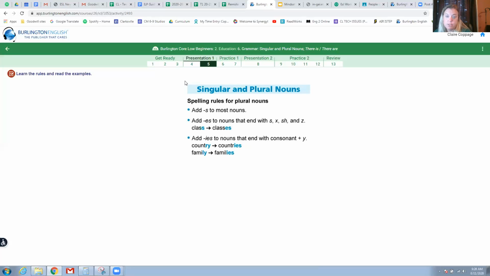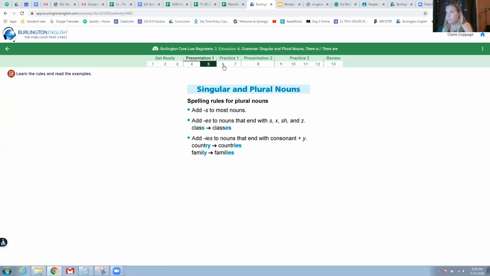Now here's some spelling rules. So usually we add S. Añadimos S al fin. Si tiene al fin de la palabra S, X, SH y Z, es como añadimos ES, okay? So buscamos las letras al fin. And then also we're going to add IES a los sustantivos que tienen Y al fin. Okay, like country becomes countries. Family becomes families. Okay, so si tiene Y, vamos a deletrear un poquito diferente.